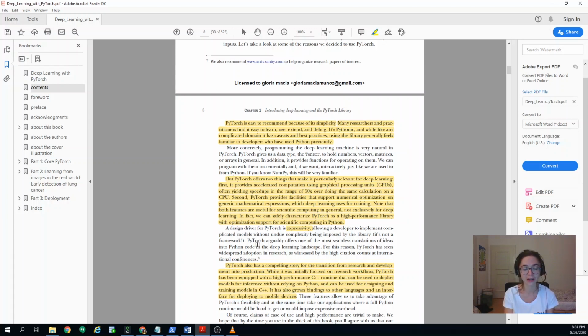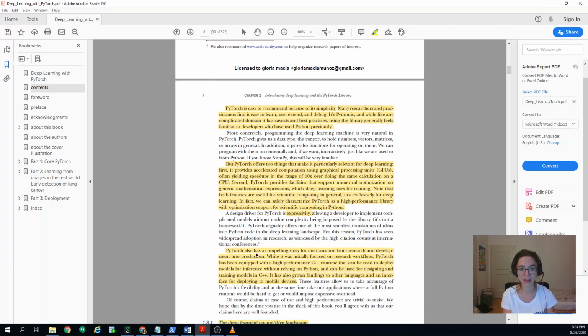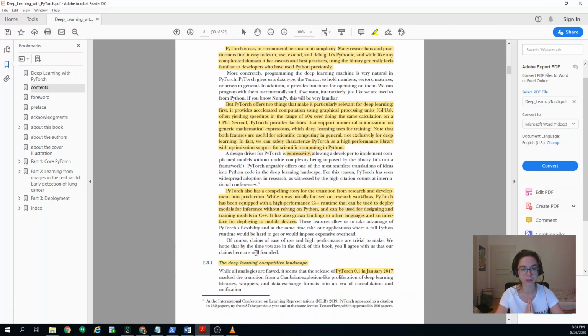And it's very, very expressive because of its eager mode. They will talk about eager mode later on, but I think it's also very nice to know that PyTorch has a compelling story for the transition from research and development into production. And that's something I mentioned already before. It says it initially focused on research workflows, but it has been equipped with a high performance C++ runtime that can be used to deploy models for inference without relying on Python, because Python is an interpreted language. It's not compiled like C++, so it's slow, right? So they are closing this bridge. And they say it has also grown bindings to other languages and interfaces for deploying on mobile devices. So it's edge computing also, right? So I think that was a pretty intense but very interesting paragraph.